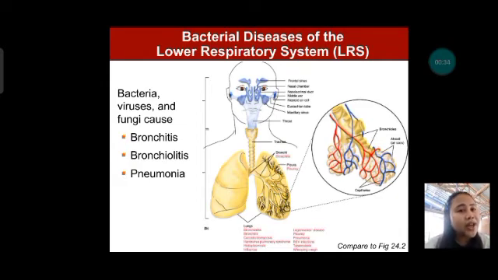So, bacteria, viruses, and fungi can cause bronchitis or bronchiolitis. These are the infections of the bronchi. If this bronchiolitis becomes a severe complication with the pulmonary alveoli becoming involved, it will become pneumonia.